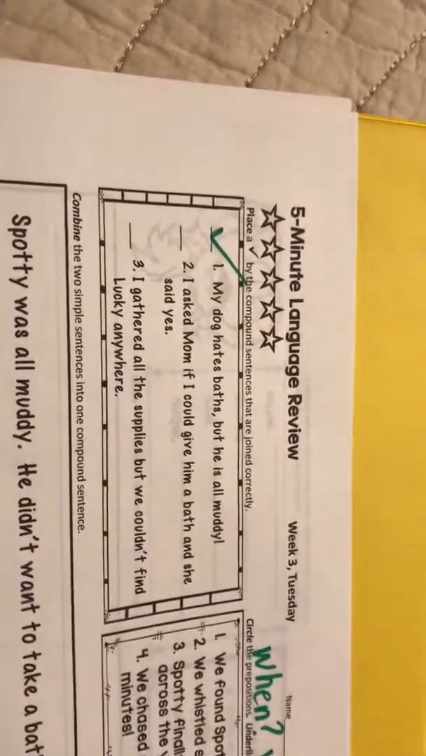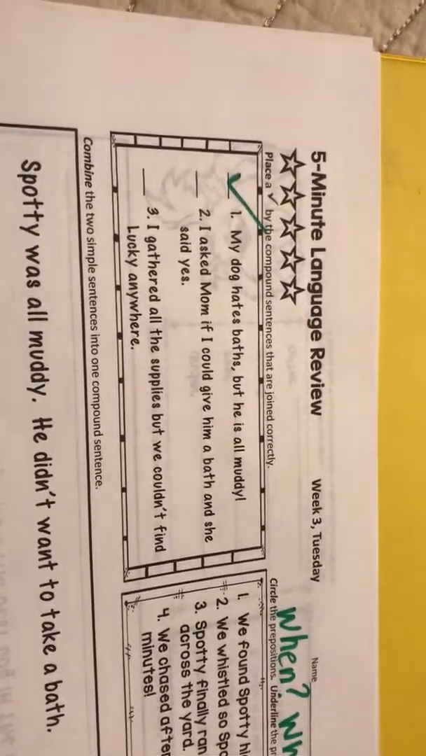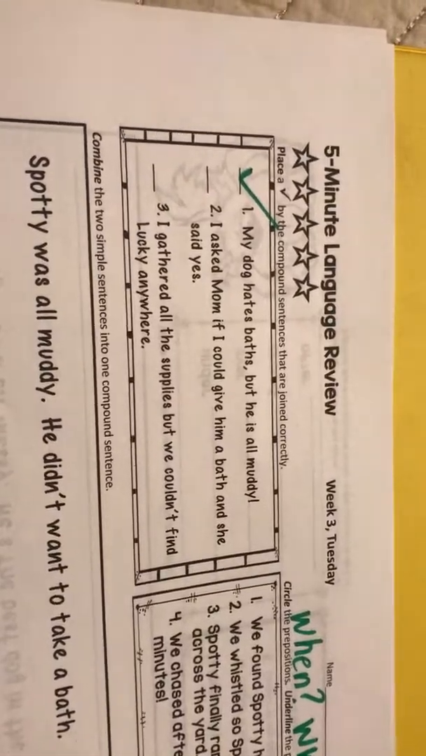Number 2. I asked Mom if I could give him a bath, and she said yes. Are there 2 parts to the sentence? I asked Mom if I could give him a bath. She said yes. There is a word to join those 2 together, which is and, but it doesn't have a comma, so it is going to be an X. There should have been a comma right there.